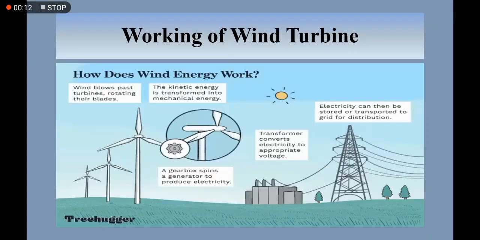Now we discuss how a wind turbine works. Basically, wind blows and the turbine converts kinetic energy into mechanical energy, which is converted into electric energy with the help of the gearbox. We spin a generator to produce electricity, and then transformers convert the electricity to the appropriate voltage, and this electricity can then be stored or transported to the grid for distribution.